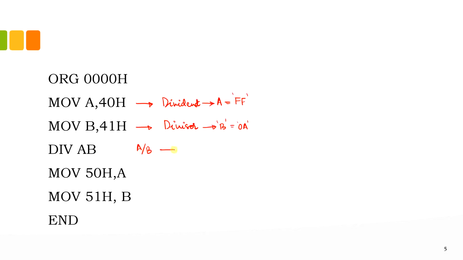The result, that is the quotient, will be stored in the accumulator, which will be equal to 19, and the remainder will be stored in the B register, which will be equal to 05. Now this quotient has to be moved to 50H. So you have the instruction MOV 50H, A. Now the location 50H will consist of 19 and the location 51H will consist of the remainder 5. Finally, terminate the code.